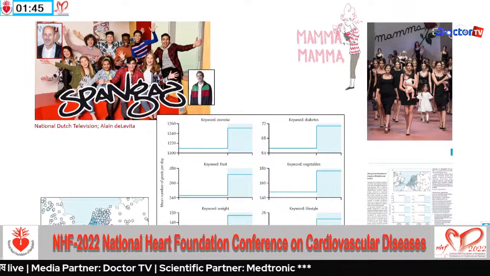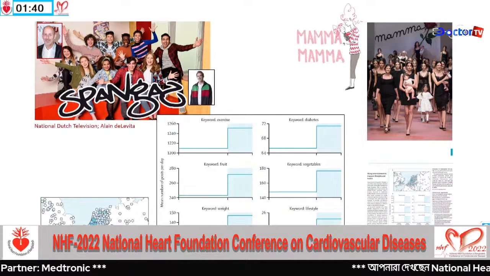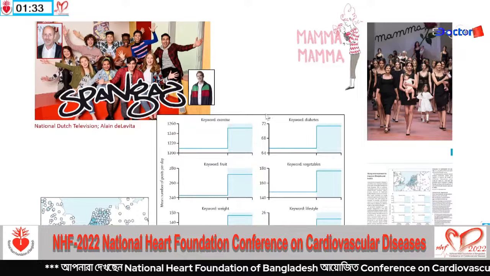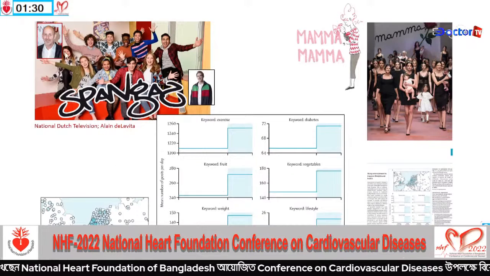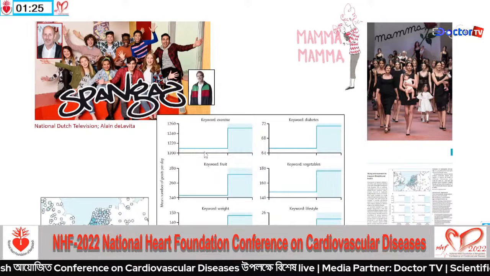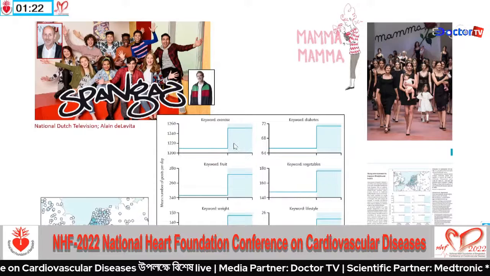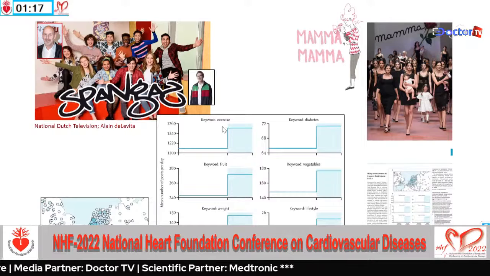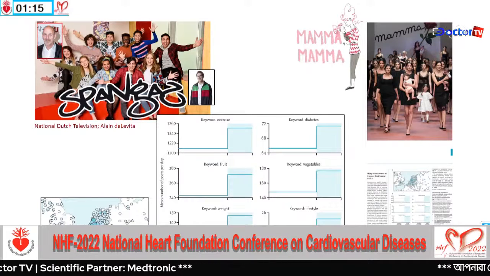And one of the experiments that we started doing was we created a television series in the Netherlands, 180 episodes, which we wrote with one of the very famous TV directors, Ellen De La Vita, as you can see here on the left-hand side, and produced this show, Spungus. We demonstrated again in our Lancet paper that we were able to influence 250 high school students, increasing their awareness to an unprecedented level, suggesting that if we bring it into the entertainment media, we probably will be able to do a lot.